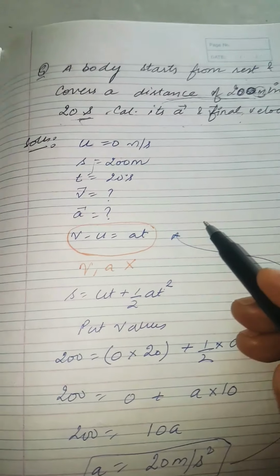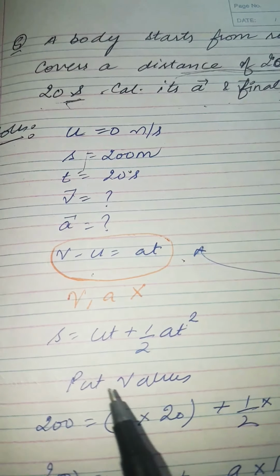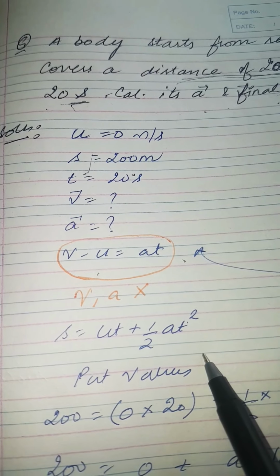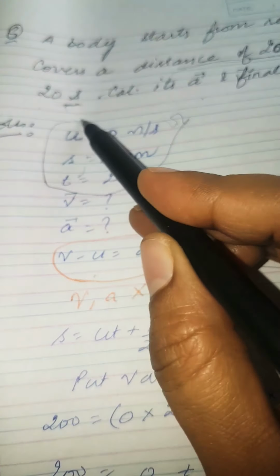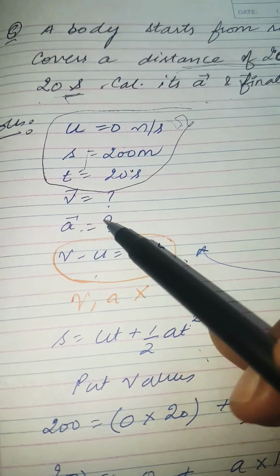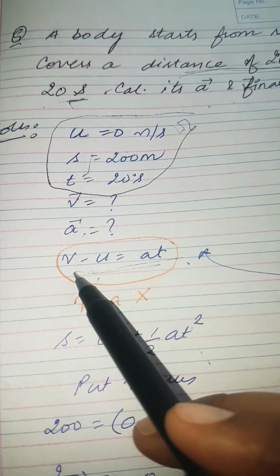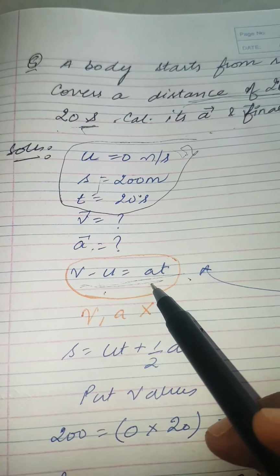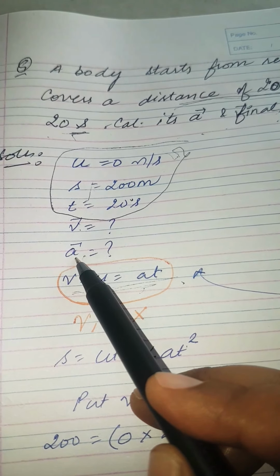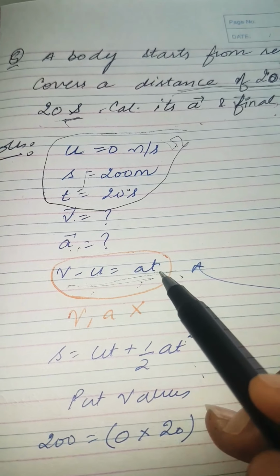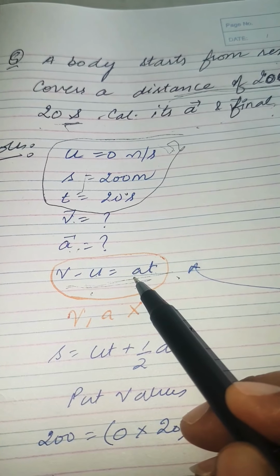Now we have two equations of motion with us. One is V minus u equal to at and the other is S equal to ut plus half at square. And what data is given to us is this much. We have to find V and a. If we use this equation, which is the simplest one, we don't have V as well as a. We just have u and t. Two unknowns are there, so we cannot use this equation first.